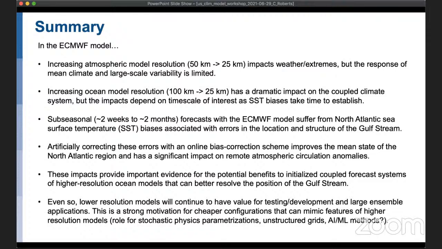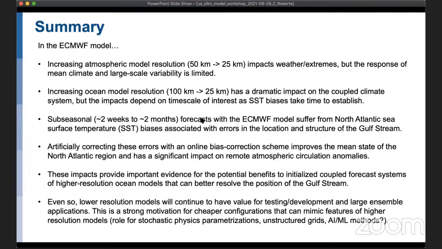Okay, so in summary, in the ECMWF model, other models, you might get different answers. Increasing atmospheric resolution from about 50 to 25 kilometers impacts the weather and the extremes, but the response of the mean climate and the large scale variability is actually rather limited. In contrast, if we increase the ocean model resolution from 100 to 25 kilometers, so going from parameterized eddies to an eddy permitting model, we see a dramatic impact on the coupled system, but the impacts really depend on the timescale, and the SST biases can take a long time to establish.